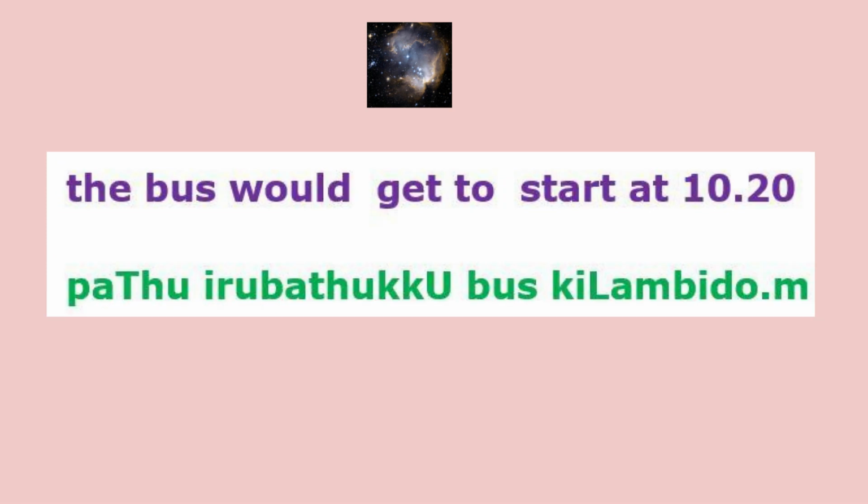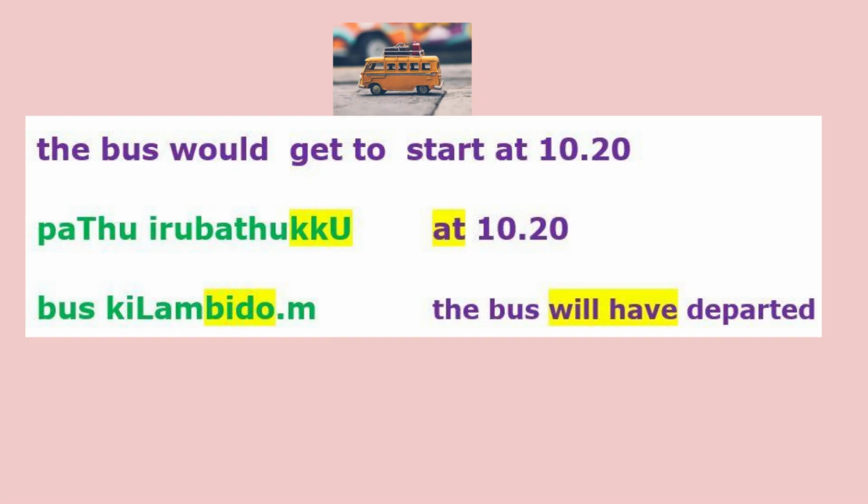The bus would start at 10:20. 10:20க்கு பஸ் கிளம்பிடும். 10:20க்கு, so 10:20. We say 10:20க்கு means at 10:20. 10:20 bus கிளம்பிடும். The bus will have departed. So கிளம்பும் is future tense. கிளம்பிடும், the bus will have started. 10:20க்கு பஸ் கிளம்பிடும்.